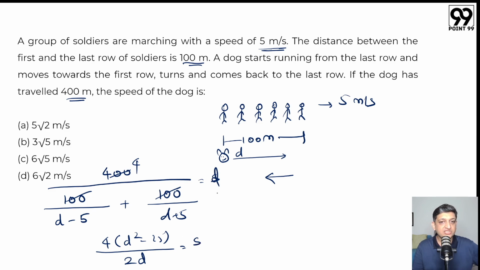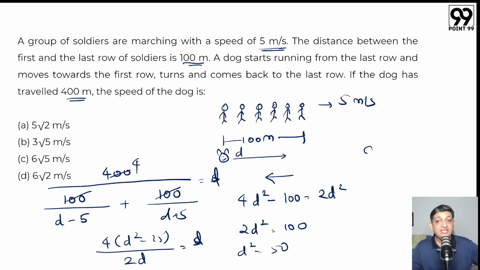So d, which is the speed of the dog. So this is what is going to happen. So if I just unscramble this, 4d square minus 100 will be equal to 2d square. I could have cancelled a 2, but that's what we are going to get. Or in other words, I'm going to get 2d square equals 100, d square equals 50, and that's why the value of d will be square root of 50, which is root of 25 into 2, or 5 times root 2. So the correct answer here is option A, 5 root 2 meters per second.